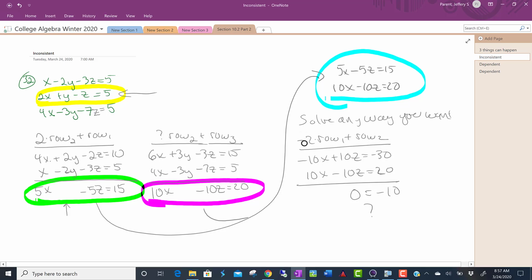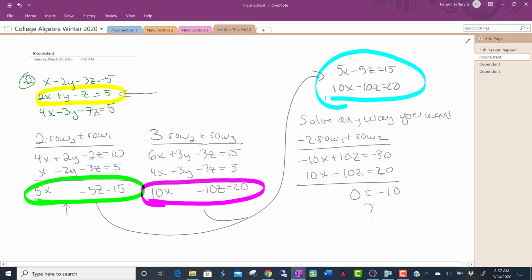So here's a question for you. What would I multiply the row 2 by and add to row 3 to get rid of the y in that equation? So put in this question mark for me. What's that going to be? Well, hopefully you said 3.